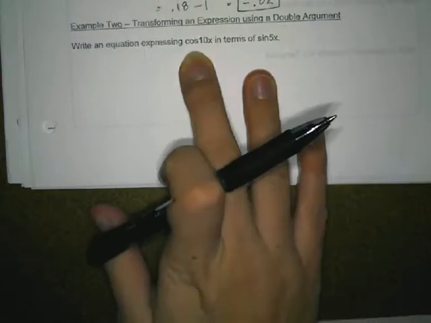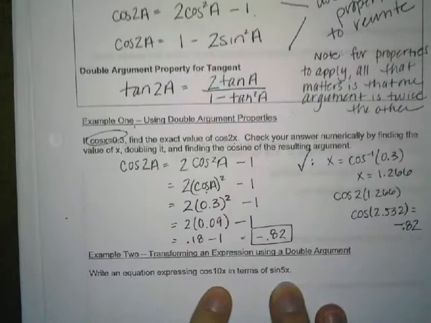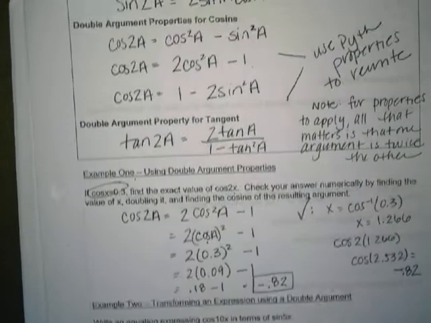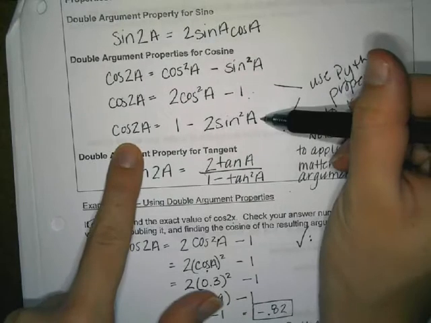Okay, first thing that you need to identify is, is one argument double the other? Okay, that means you can use a double argument property. If it wants cosine 10x in terms of just sine, then down at the bottom there, that third one looks like it's going to be my option. Okay, so I'm going to write that property down. Cosine 2a equals 1 minus 2 sine squared a.